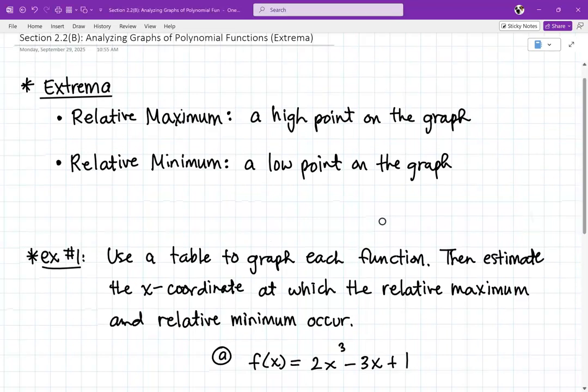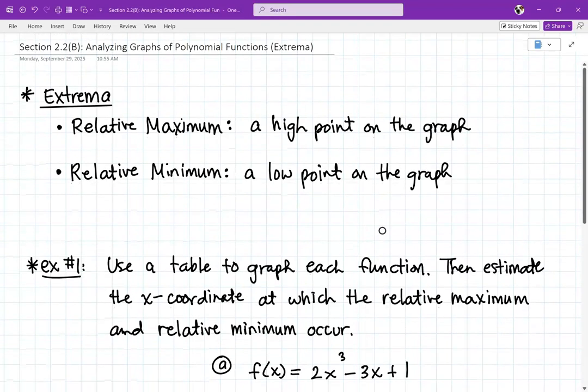All right, so for today, we're doing section 2.2 part B, analyzing graphs of polynomial functions. In other words, the extremas of these graphs. Okay, so we're analyzing extrema. That means high and low points. Okay, high and low points.